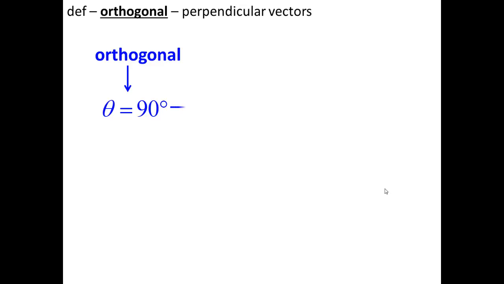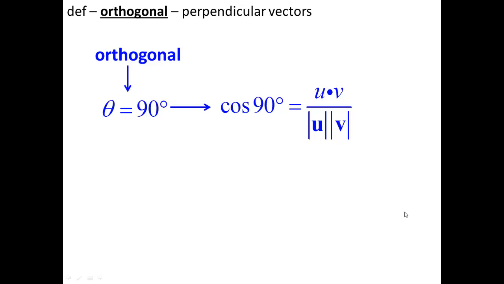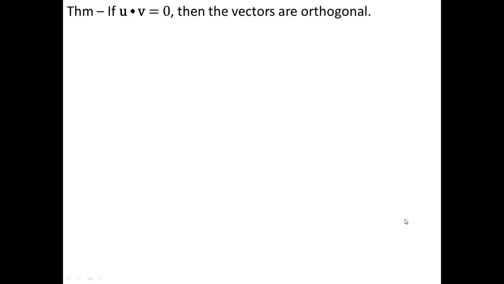Orthogonal, again, means perpendicular, so it means the angle between the two vectors is 90 degrees. So what that means is, if I were to use that angle between two vectors formula, plug in 90 degrees for cosine, well, cosine of 90 is 0. The only way a fraction is ever going to equal 0 is if the top equals 0. So that really means that the dot product is 0. So what we now have is a connection between being orthogonal and the value of the dot product. If it's orthogonal, the dot product is 0. If the dot product is 0, then it's orthogonal. We have a theorem. If u dot v equals 0, then the vectors are orthogonal.